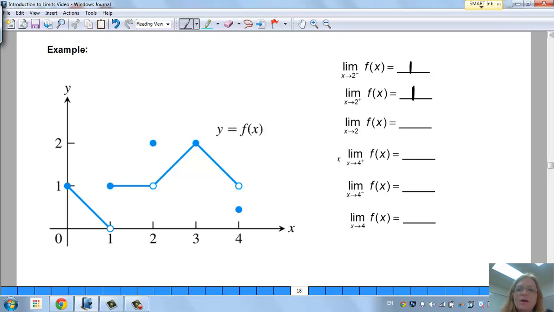There's a limit. So now I can say the limit as x approaches 2, the general limit, is going to be 1 because the left and the right match. Even though the point (2, 1) is not there, I'm approaching 2 on both sides.